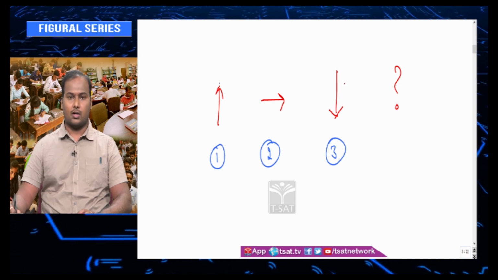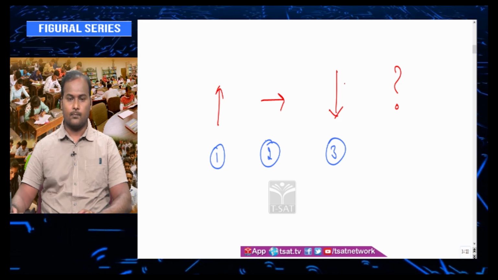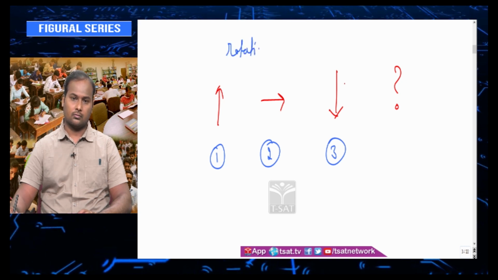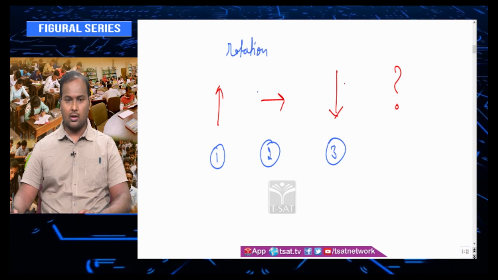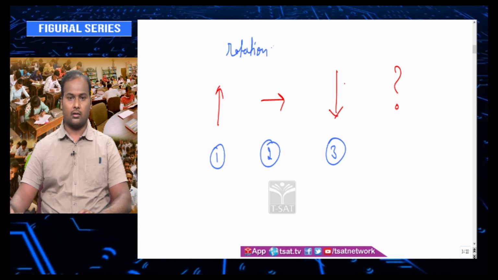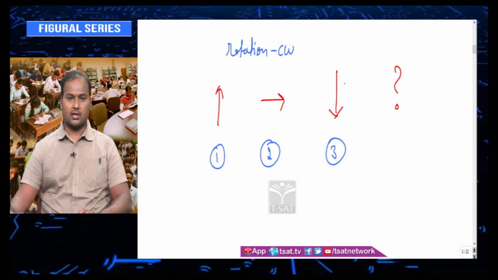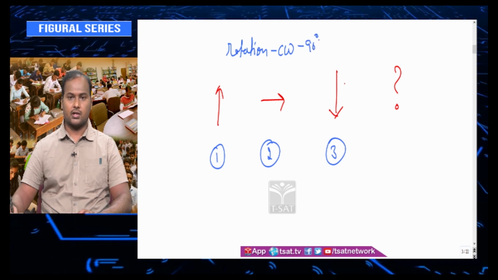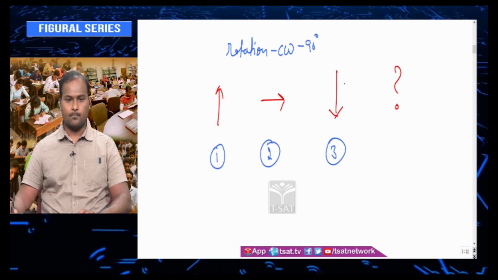In this case, what is the change I can observe from 1 to 2? The change is rotation. Number 1 is rotation, whether it is rotating in the clockwise or anti-clockwise direction. In this case, it is rotating in which direction? Clockwise direction. By how many degrees? 90 degrees. So that is the change I can observe from figure 1 to figure 2.